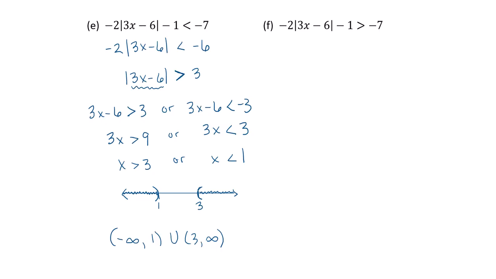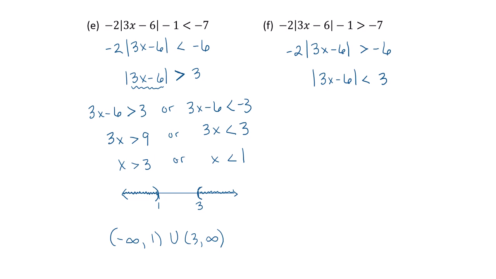Now over here, I have to again isolate the absolute value. Do not distribute the negative 2. That's not how it works. So I have a negative 2 times the absolute value of 3x minus 6 is greater than negative 6 after I add 1 to both sides. We get the absolute value of 3x minus 6 is now less than 3 because I divided both sides by this negative 2 here. So you have to flip the inequality.